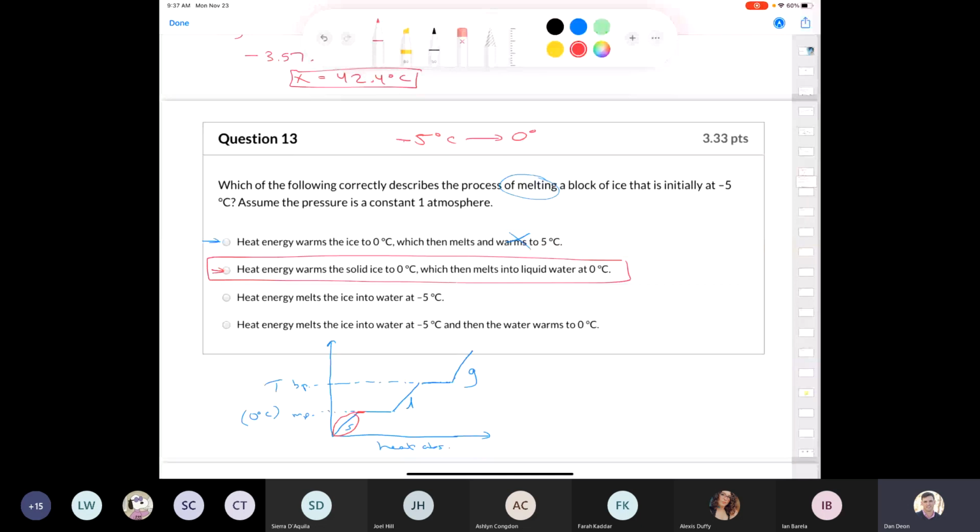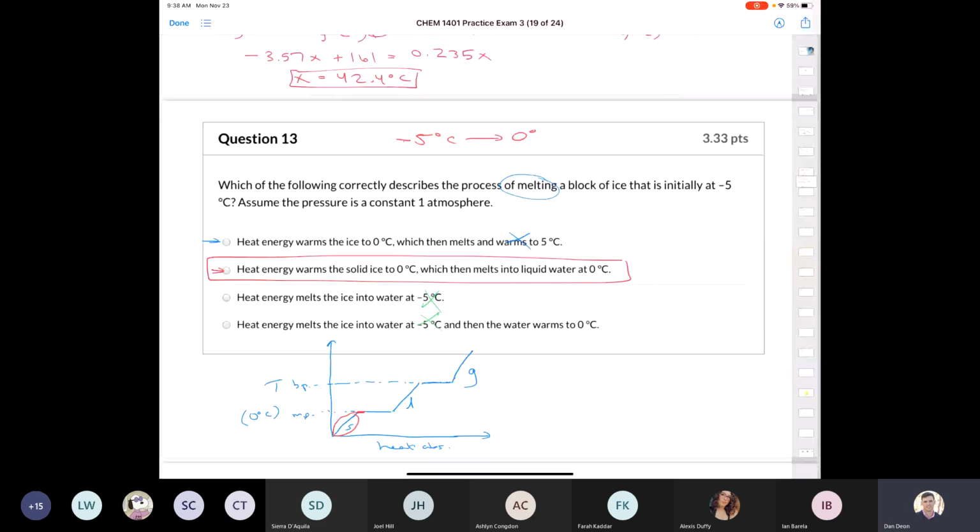If we look at the next one, heat energy melts the ice into water at -5. Well, that's not going to happen because the melting point of water is 0. No, that's not going to happen. So there's our answer. That's inside the red box.